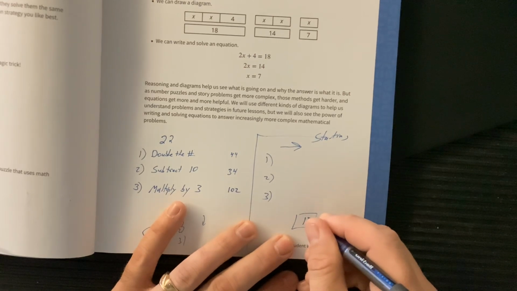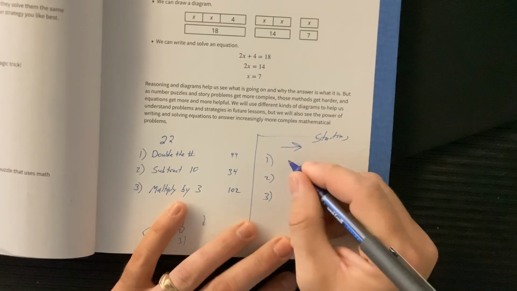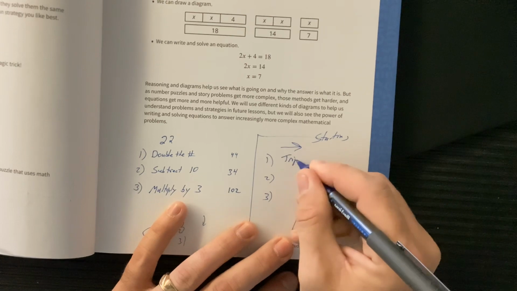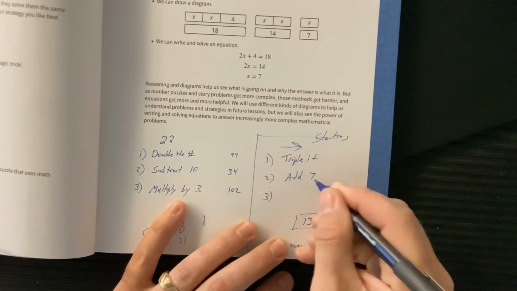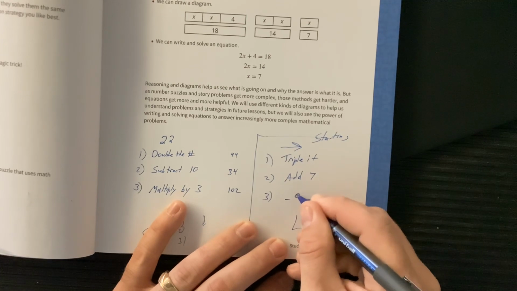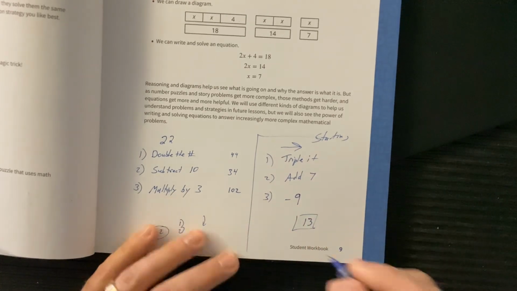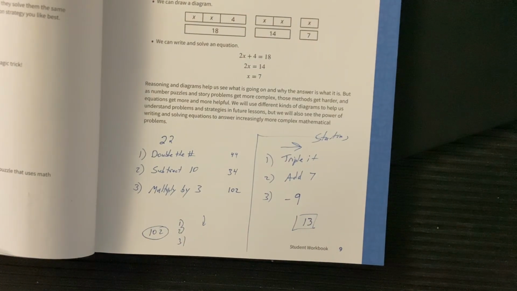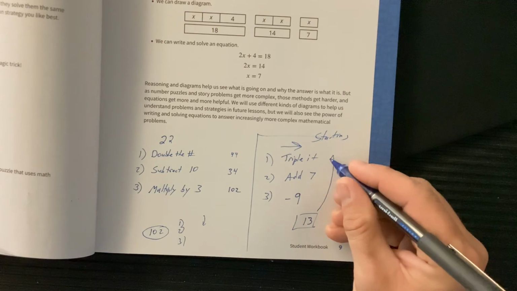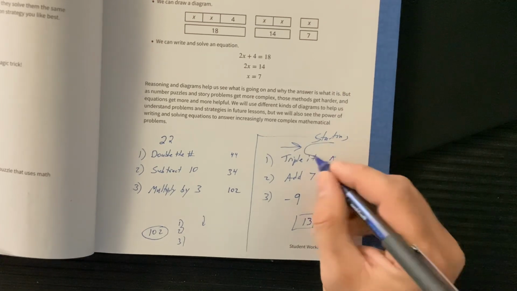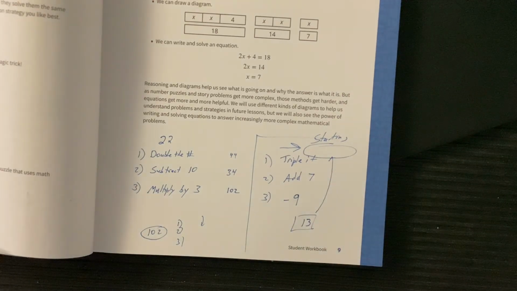All right, so here's my ending number. Here are my steps that I did. Tripled it, added 7, subtracted 9, I'm at 13. So you're gonna have to work your way backwards. And see if you can tell me what my starting number is.